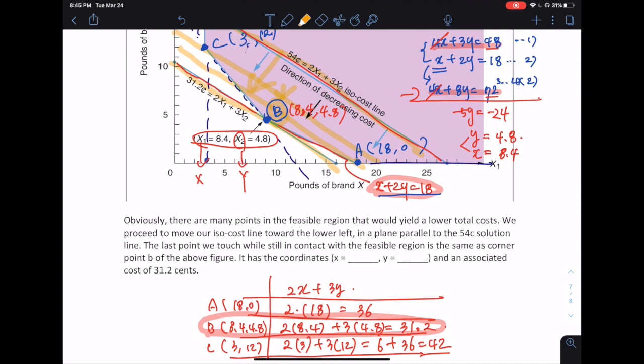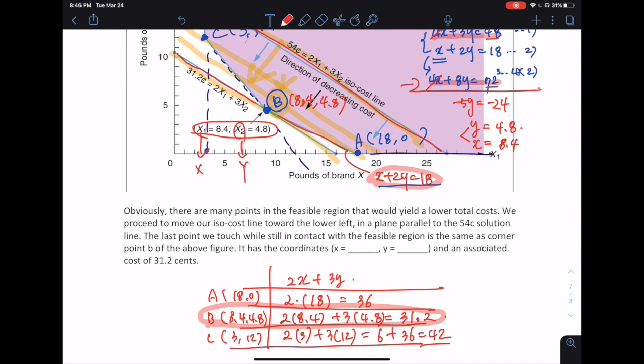So at point B, we have the minimum cost, and this is the value when x equals 8.4 and y equals 4.8. So that's everything about linear programming.